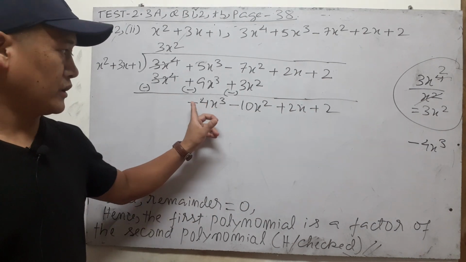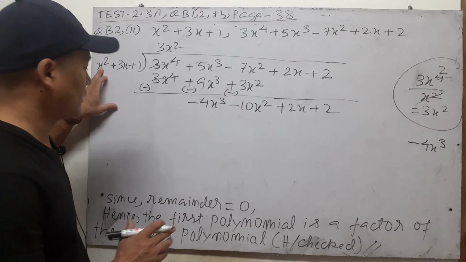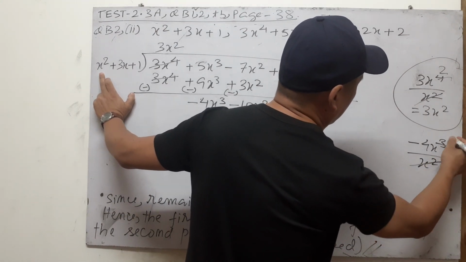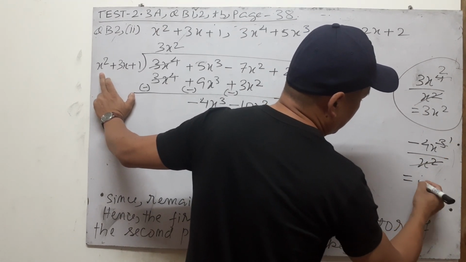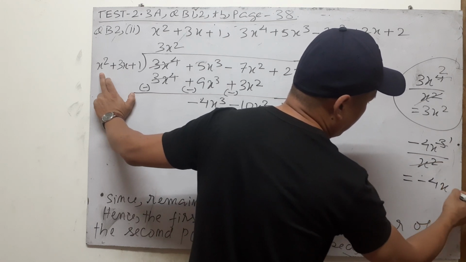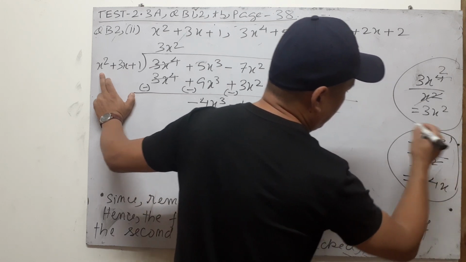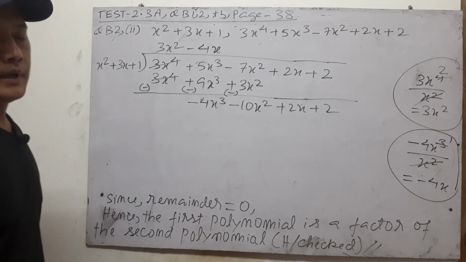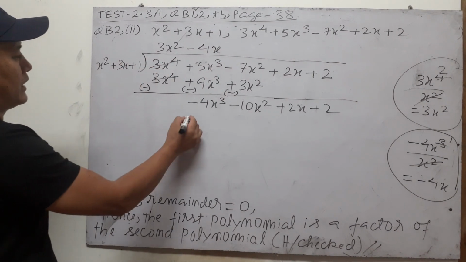Highest degree term therefore is minus 4x cubed divided by the highest degree term of the divisor plus x squared, so these two cancel, 3 minus 2, 1. So left with you is minus 4, and here x to the power 1 means x, minus 4x. So right here minus 4x. Okay, and minus into plus is minus.